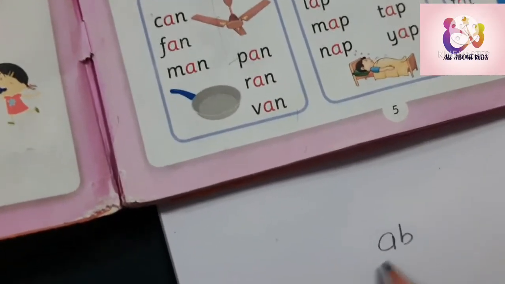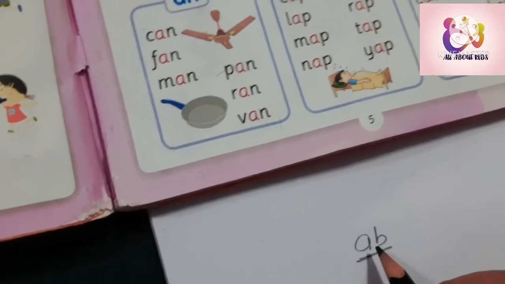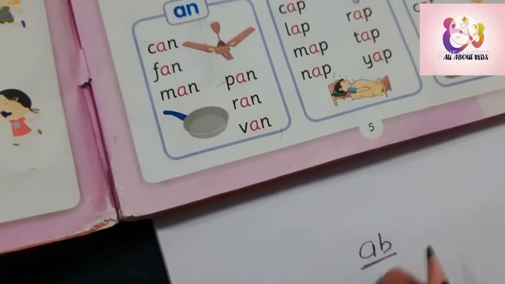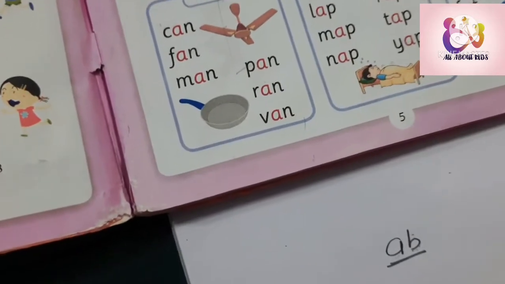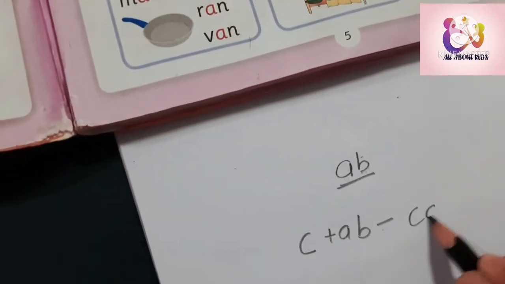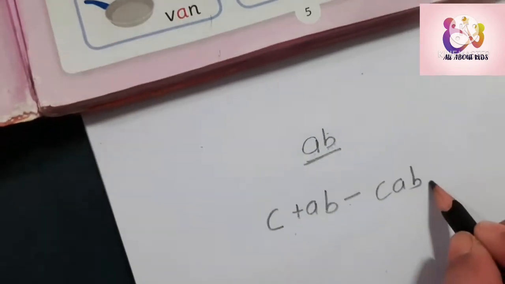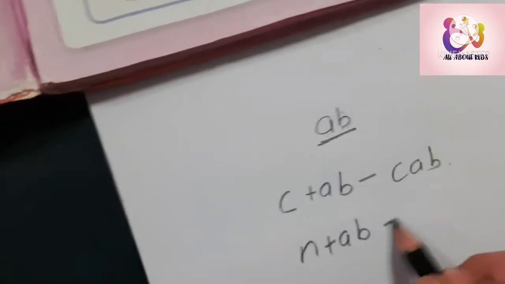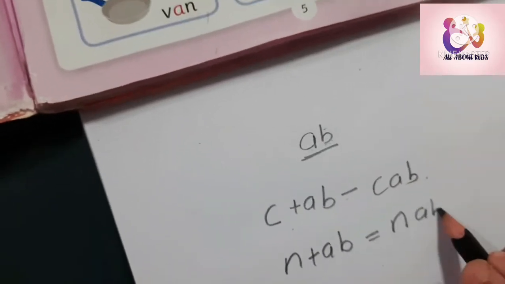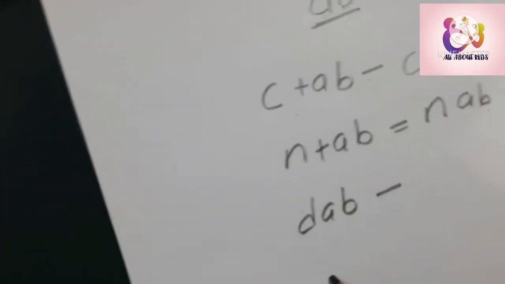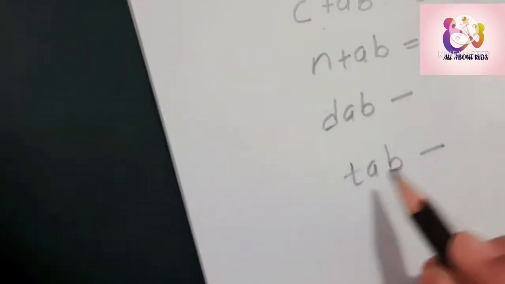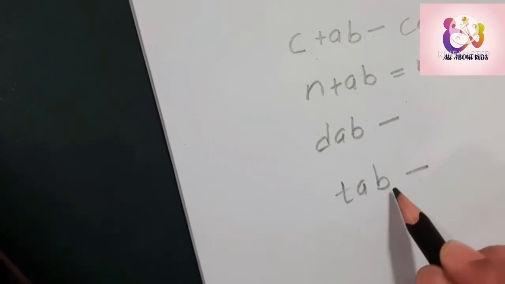First, read aloud. You give them A, B to write. And you tell them, A, B. What is the sound of A, B? A says A, B says B. Now you add any letter with this and make a sensible, meaningful word. Like this, C, A, B. C says ka, so C, A, B, cab. Now N, A, B. N says na, A, B says ab, nab. D, A, B, dab. T, A, B, tab. T says ta, AB says ab, so T, AB, tab.